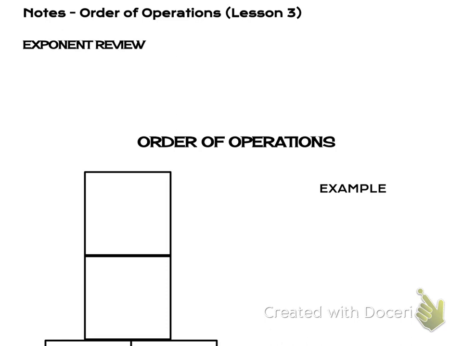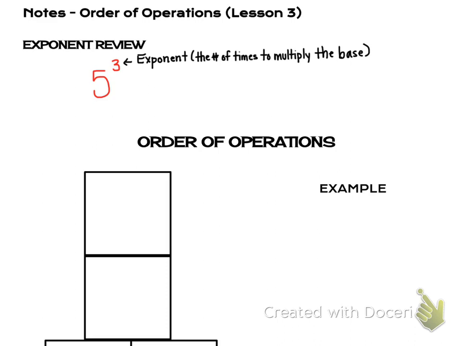An exponent is when you have a problem that looks like this: 5 to the third power, or 5 cubed. You need to remember that the 3 on the top is the exponent. Now, if you recall what the exponent does, the exponent tells you the number of times to multiply the base. The base number is the bigger number on the bottom.